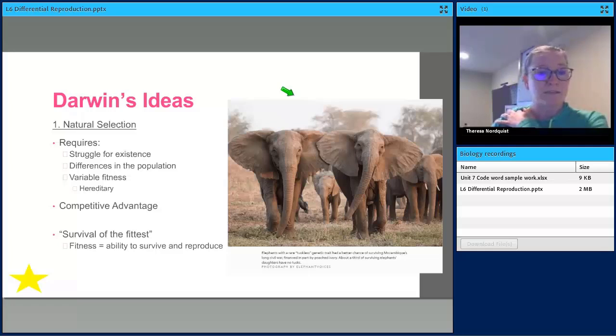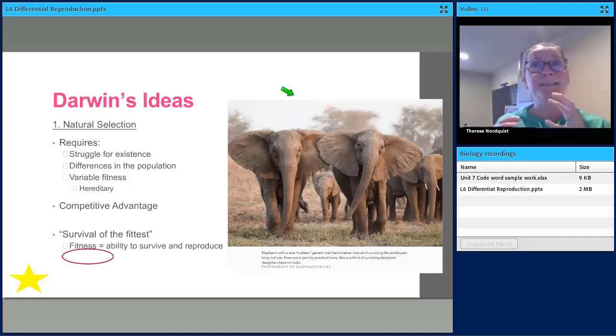So natural selection is often coined survival of the fittest, where fitness is the ability to survive and reproduce. So those organisms that are most fit, that have that competitive advantage, get to survive and reproduce and pass on those traits. That was supposed to cover reproduce. It looks different in this program.